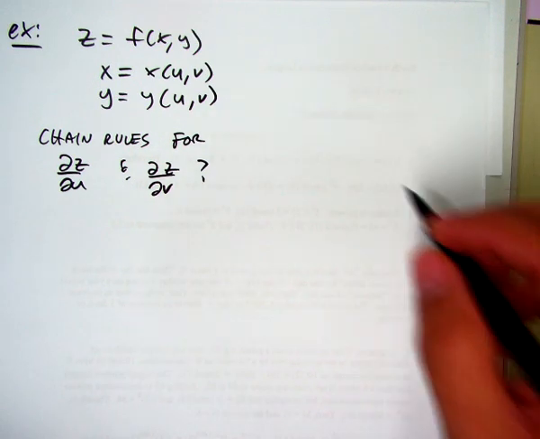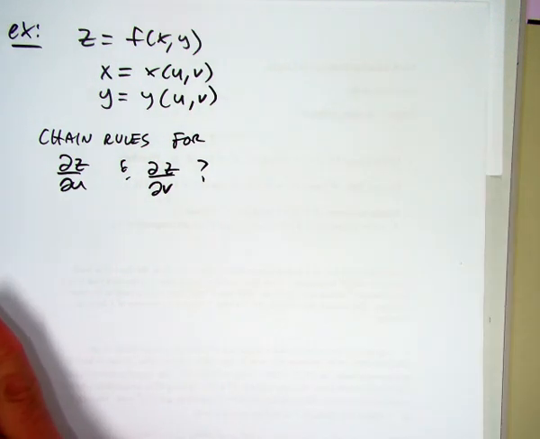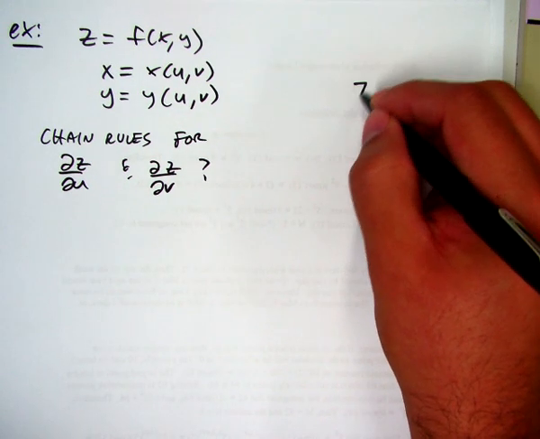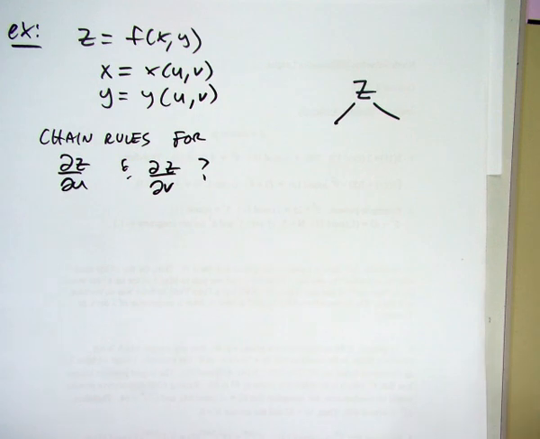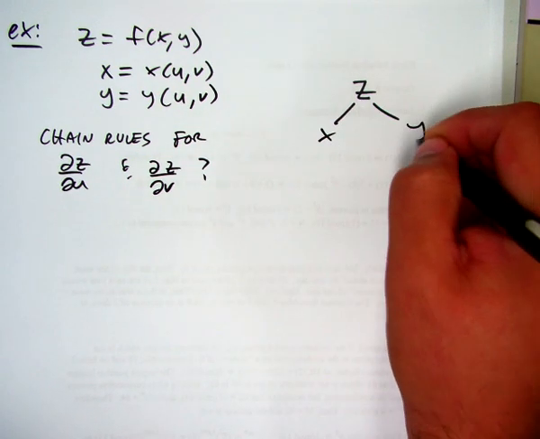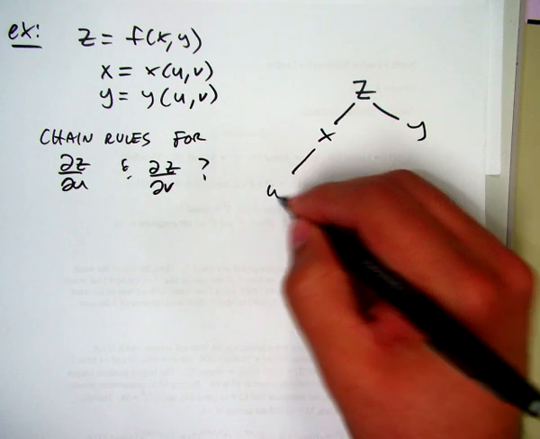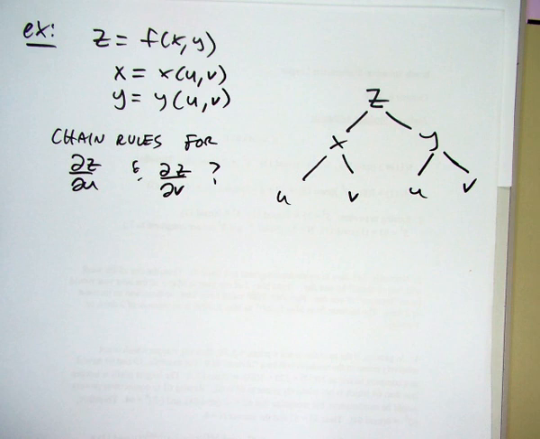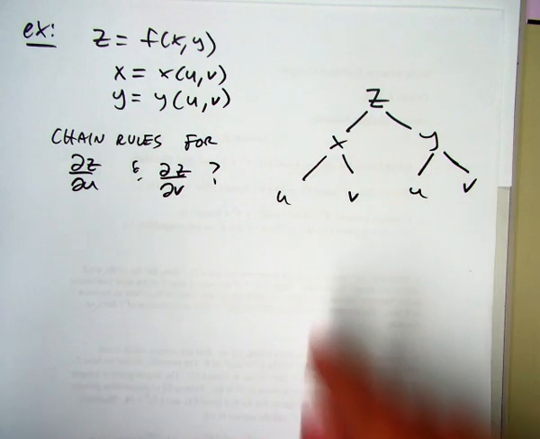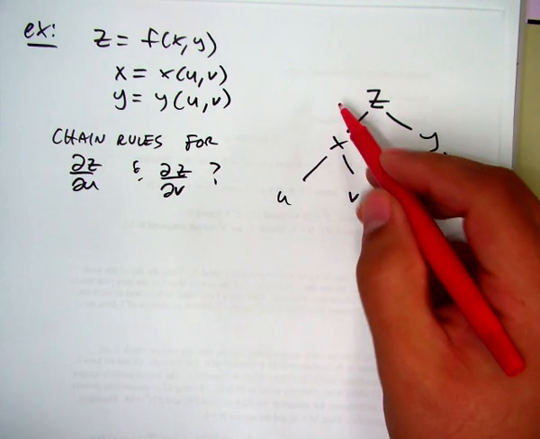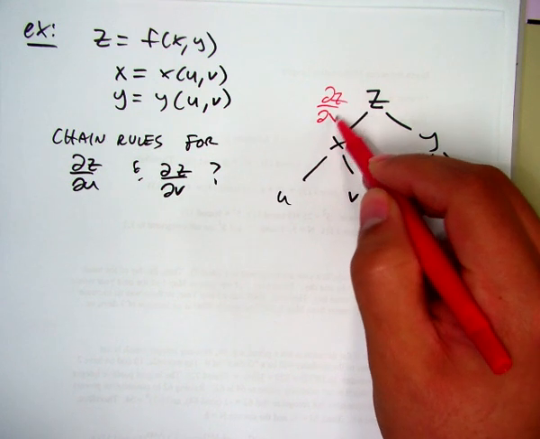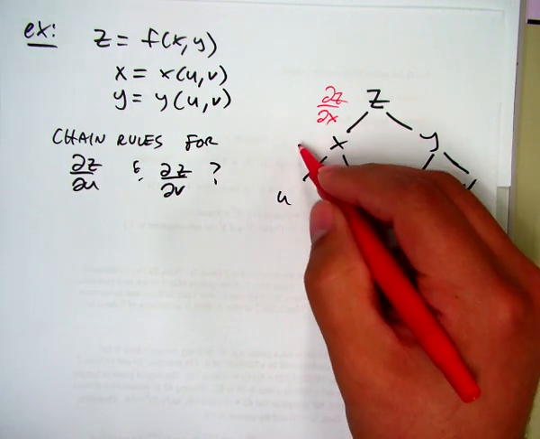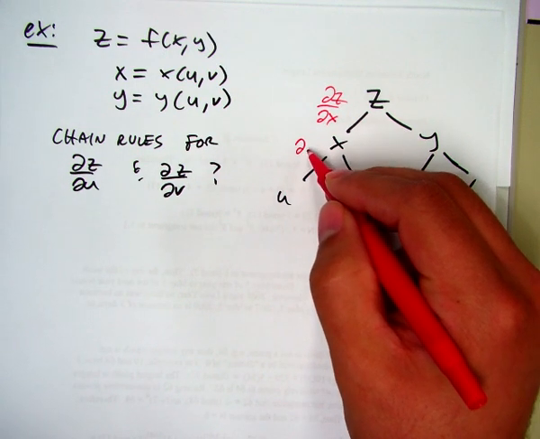If we do a little tree diagram here, z is defined in terms of what? And now x is defined in terms of u and v. Y, u and v. Good. So now let's just label all the paths. From z to x, we would do, from x to u, partial x, partial u. There we go.